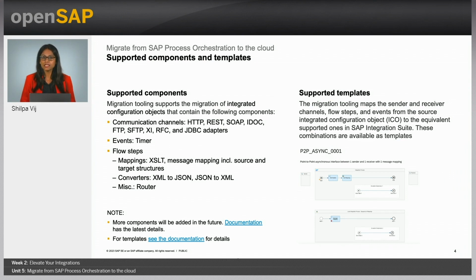If your ICOs contain channels, events, or flow steps that aren't mentioned here, you would require additional effort for the migration. With the possible combinations of supported communication channels, events, and flow steps, there are templates available in the migration tool. If your ICOs can be mapped to one of these templates, then the migration is achievable. You can check out our documentation for the latest updates on supported components and migration templates.